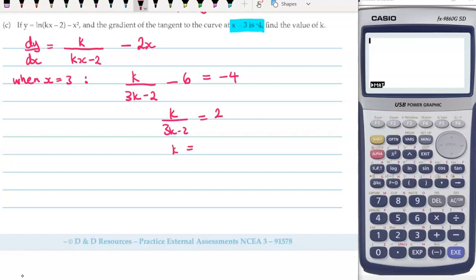So k will be equal to, if we bring that up and multiply, we've got 6k minus 4. So 4 is equal to 5k. K is 4 over 5, or 0.8. And if you're not confident with your algebra rearranging, at this stage here, you can put that into equation solver on your calculator.